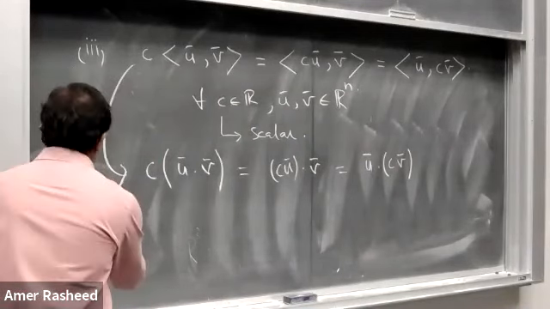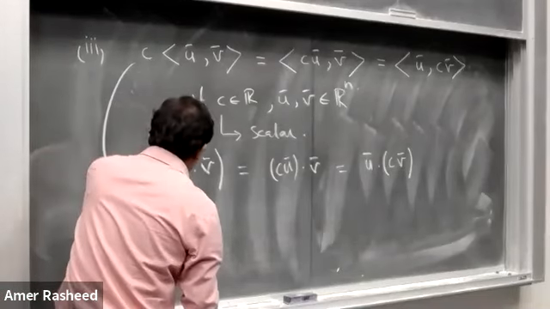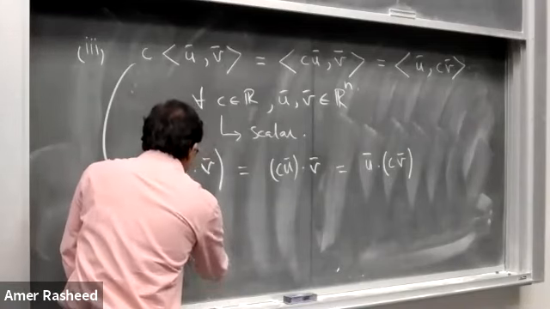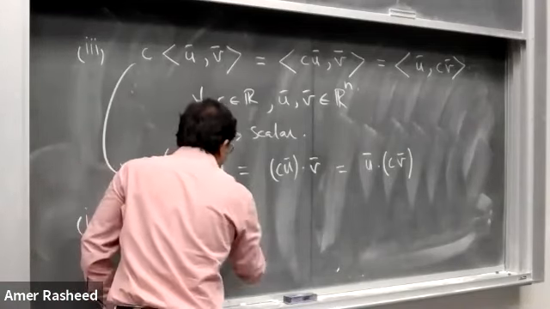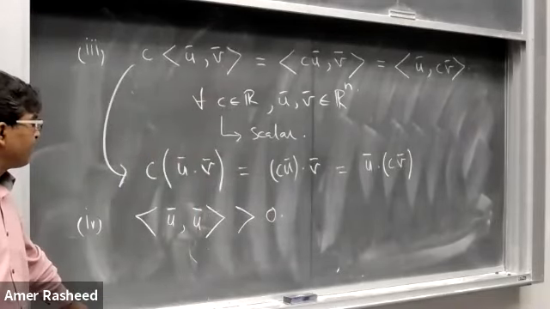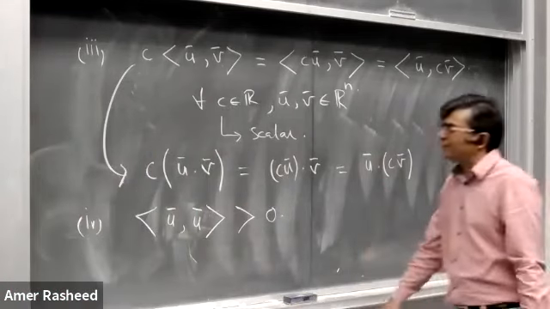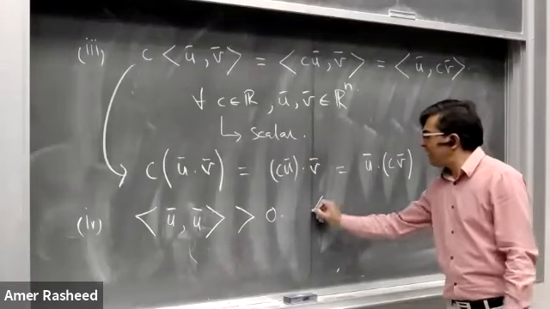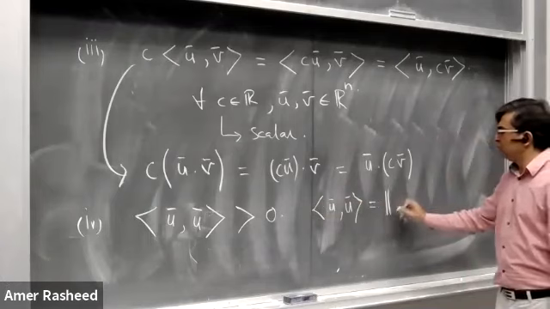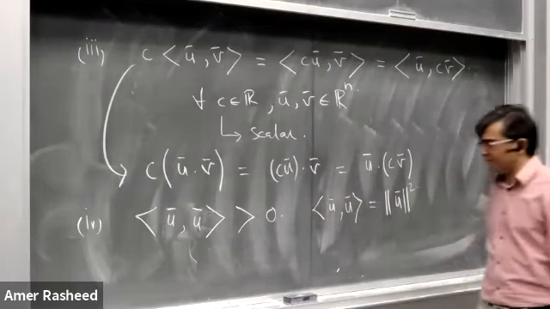The next property, the fourth one, is inner product of U with itself. Inner product of U with itself is always greater than zero. Why is it always greater than zero? Because inner product of U with itself is what? It is norm of U square, and the norm is always positive.